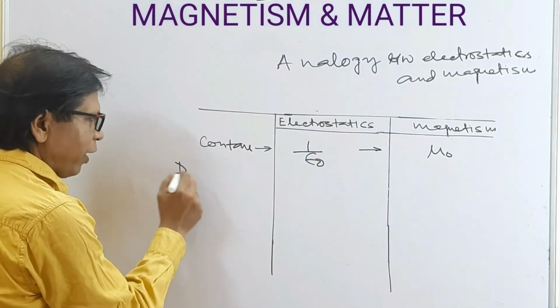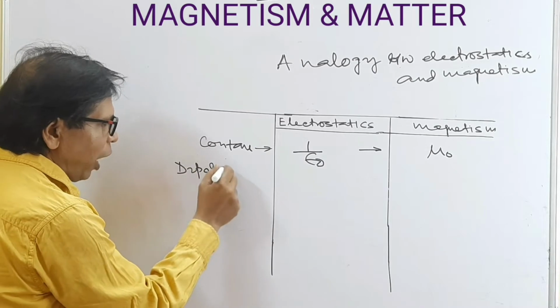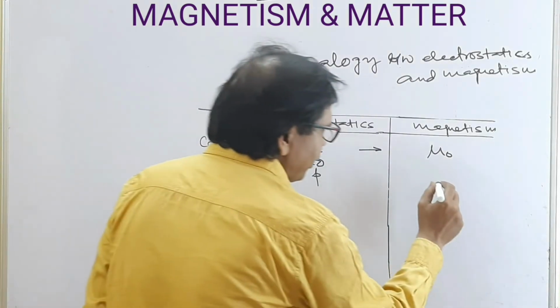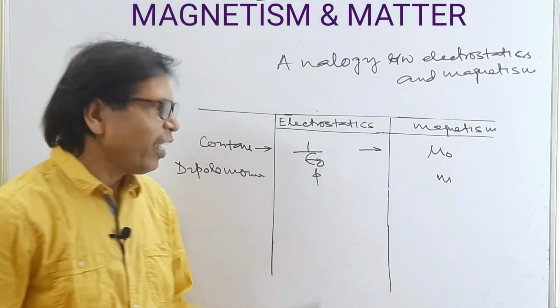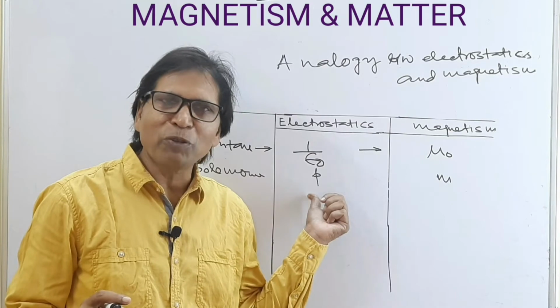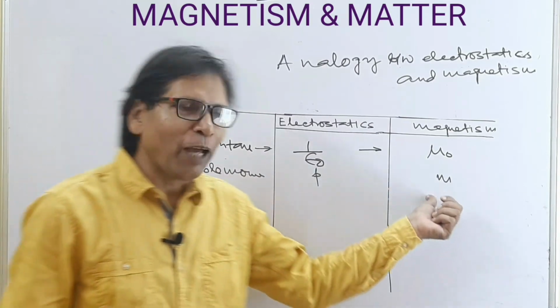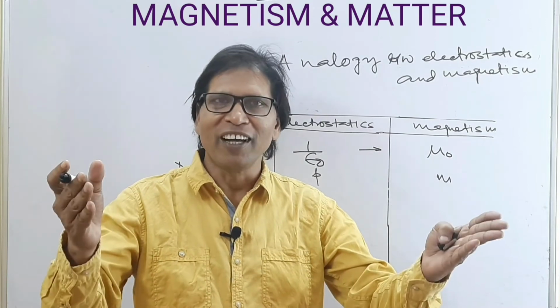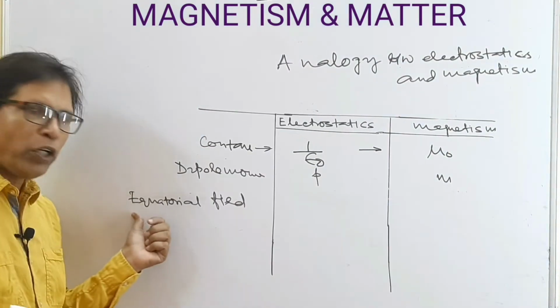Okay. Now dipole moment. Here the electric dipole moment is P and the magnetic dipole moment is M. The dipole moment is directed from negative charge to positive charge. Here the magnetic dipole moment is directed from south pole to north pole. Understood?